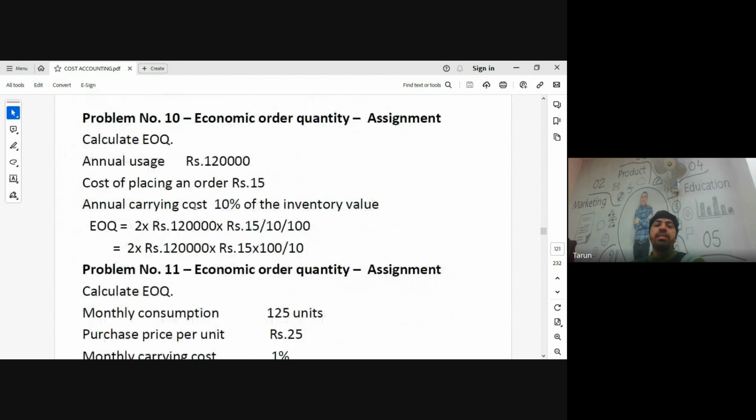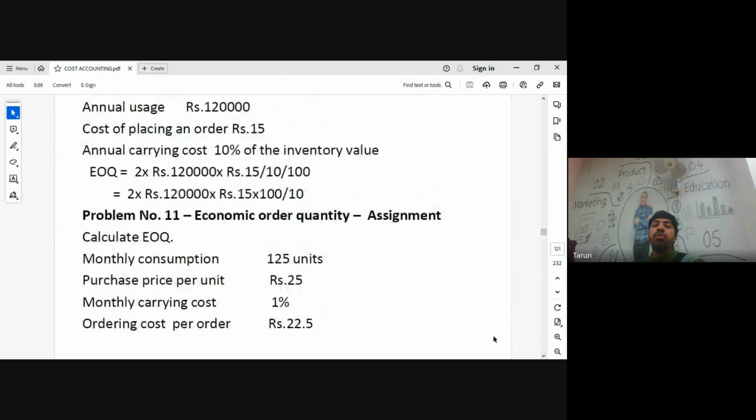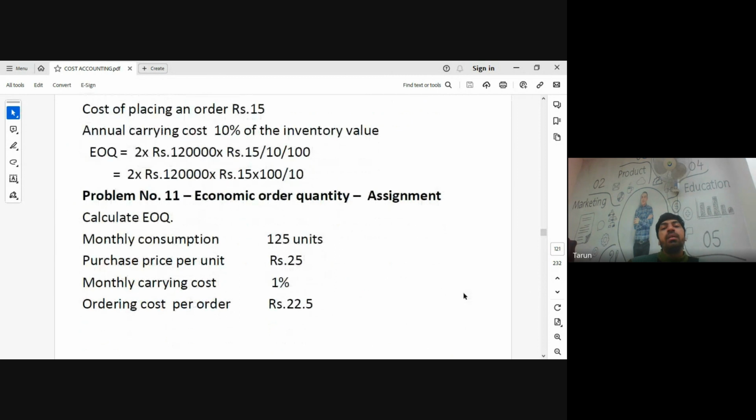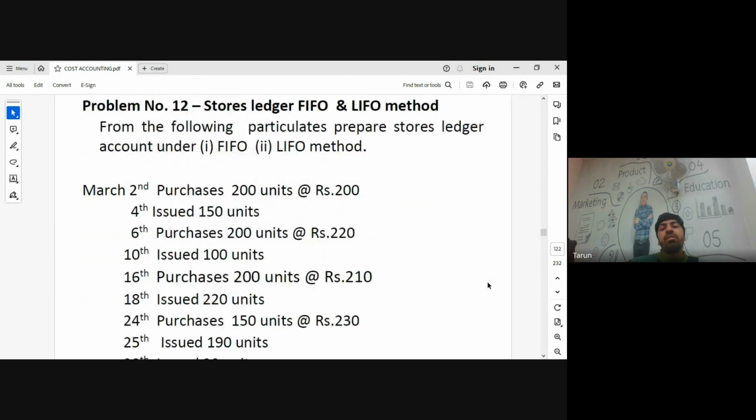Right, so this is an assignment question. You can do it at your home. This is a question on how to calculate economic order quantity, annual usage, cost of placing an order, and annual carrying cost, and the answer is already given to you. All right, same for this question. It is an assignment, you can do it at your home.